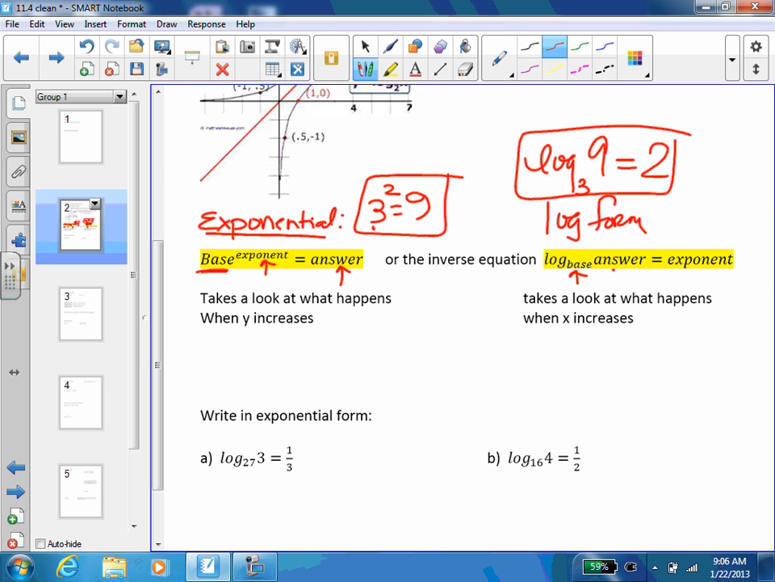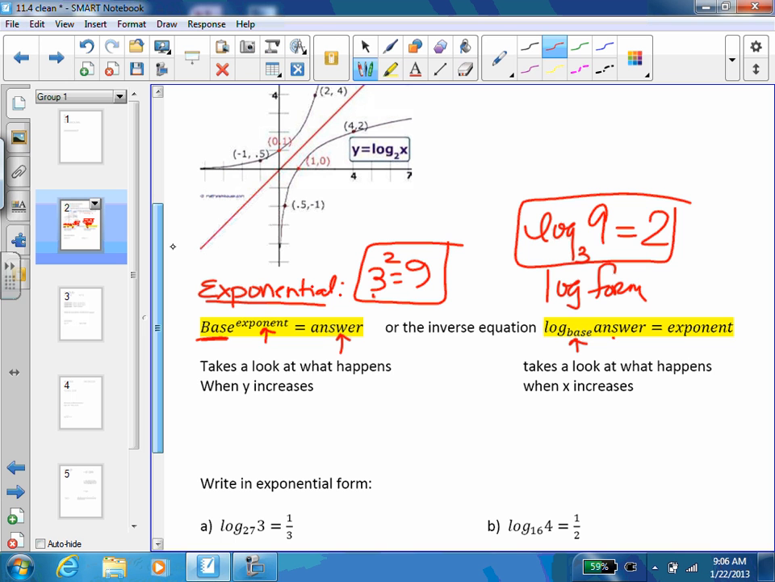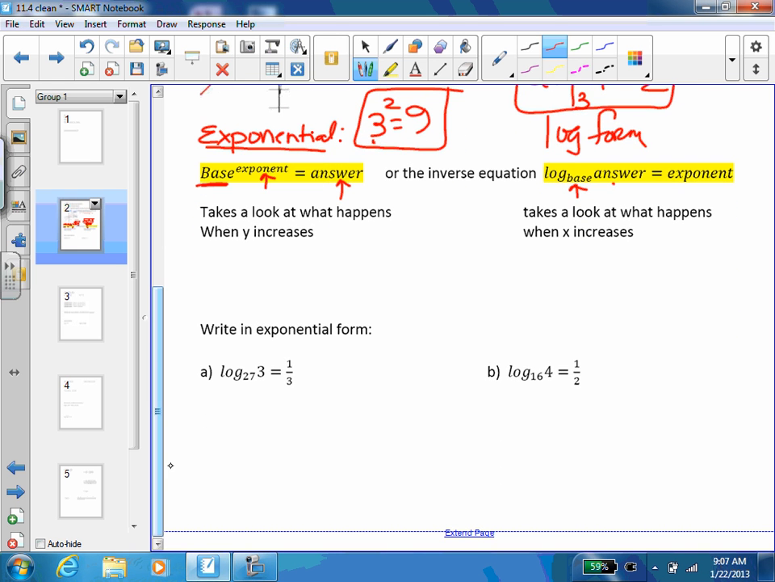All right. So what happens when y increases? We get really, really big. But in this case, it's when x increases that we see the difference. Okay. All right, so write this in exponential form. What would be my exponential form here? What would be my base? And then what do I need my exponent? What do I set it equal to? All right. So it's just a conversion, writing it in a different format, okay?